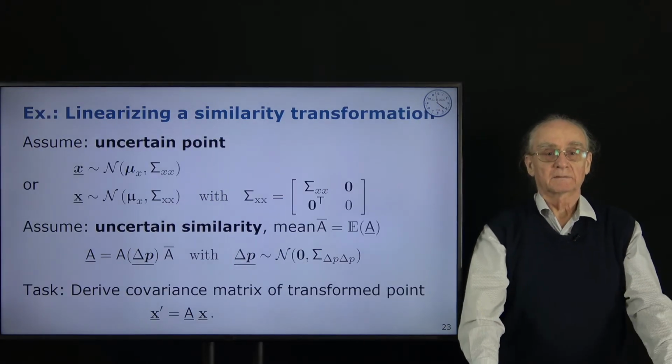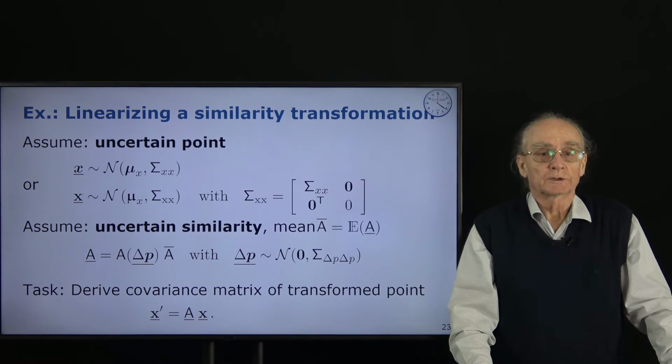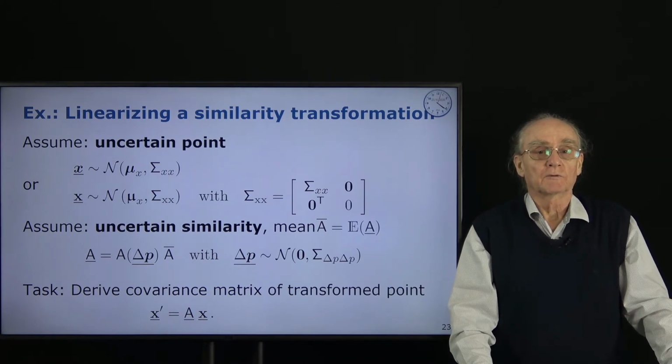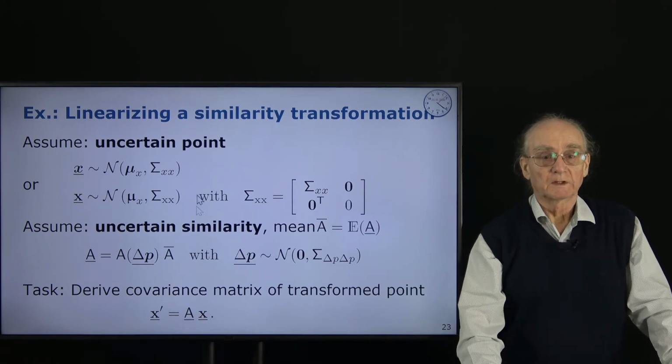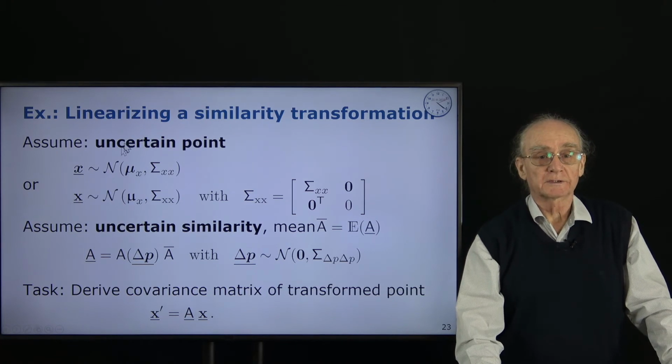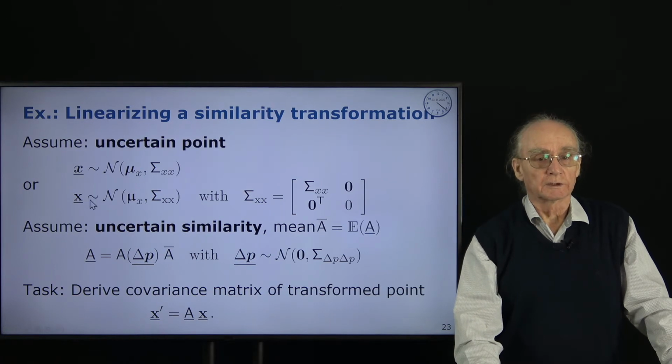Okay, now let's make an example. Let's assume we want to derive the uncertainty of a point which is transformed by a similarity transformation. So the uncertain point is described by its mean vector, which is a 3 vector, and a covariance matrix 3 by 3. Now, what is the representation for homogeneous coordinates? So we have here the homogeneous coordinate, which is uncertain, underlined. It's also normally distributed with some mean vector. Now, what stands in this mean vector? We have the mean of x, the mean of y, and the mean of z, and 1.